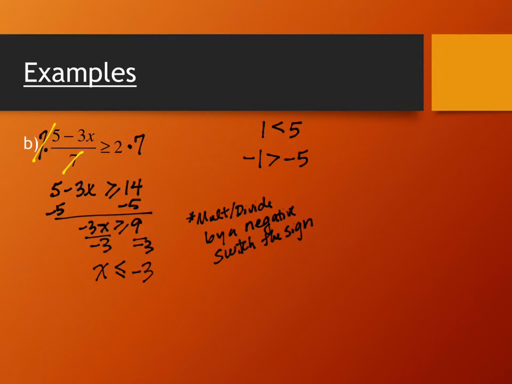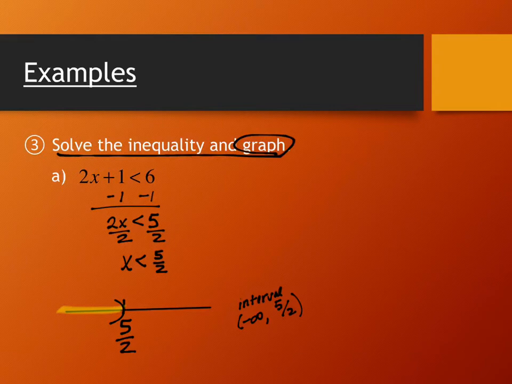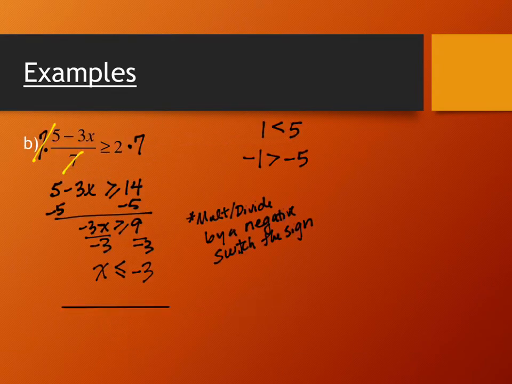This one still says to graph because the directions are still back over here. Sorry about that. So we're going to graph the solution. I have a negative 3. Am I shading to the right or to the left? To the left. Parenthesis or bracket? Bracket. And just for good measure, what's my interval notation? Parenthesis, negative infinity, comma, negative 3, bracket. Right. Okay.